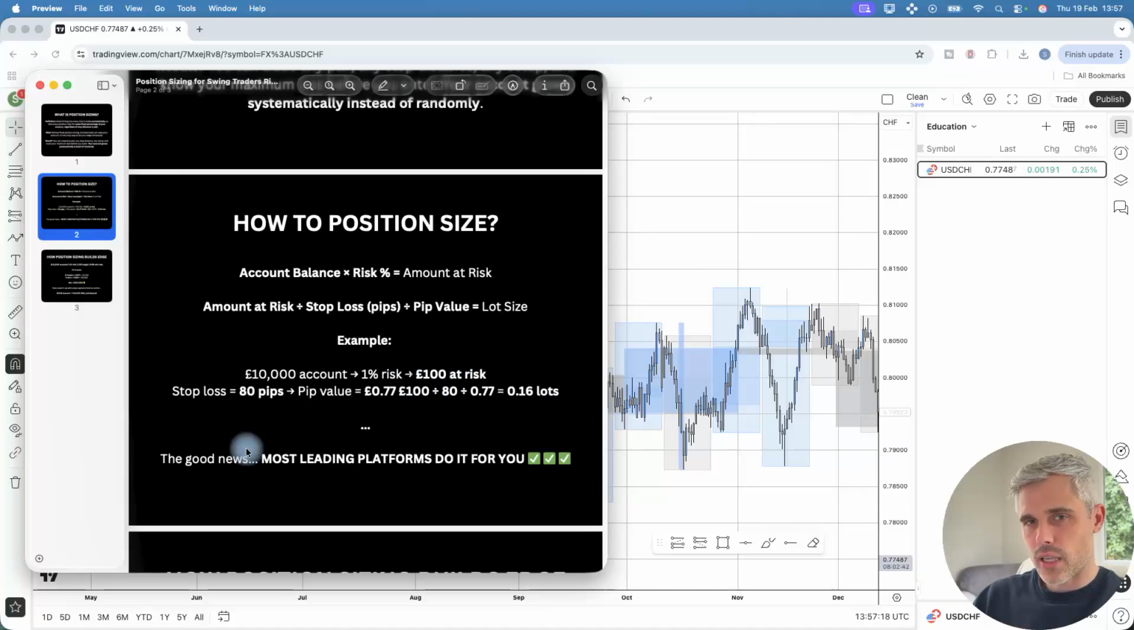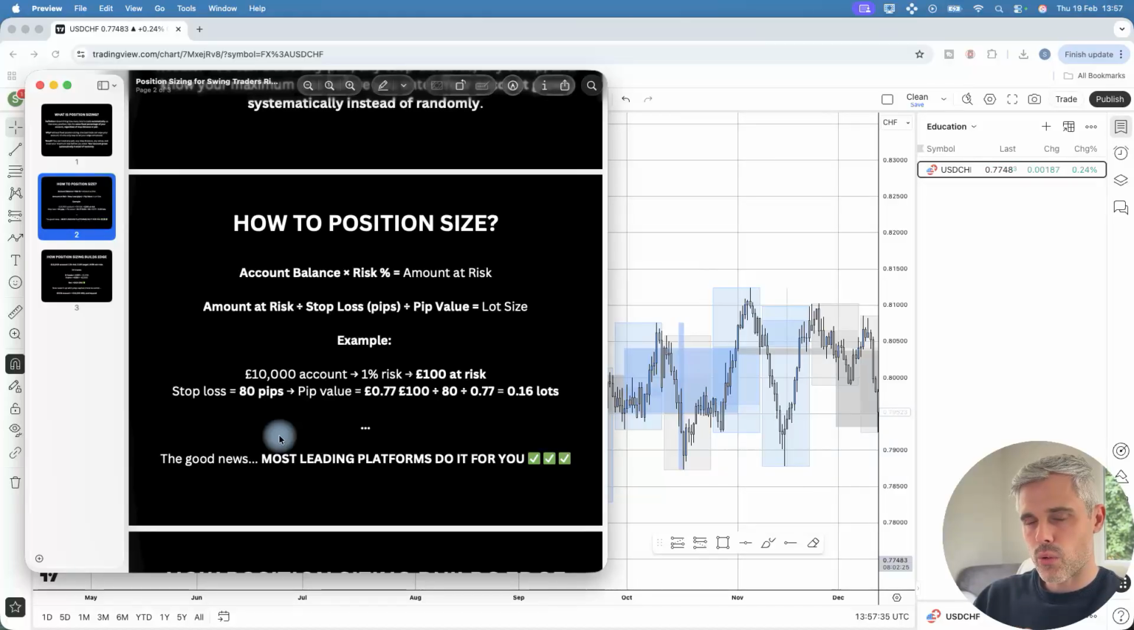The good news, before we actually talk about why this is so important, is that every single trading platform I've ever used just does this for you. The key thing to take away here is that you want to fix your risk because this is going to allow you to let your edge compound over time.